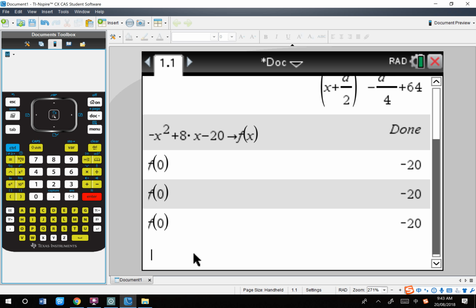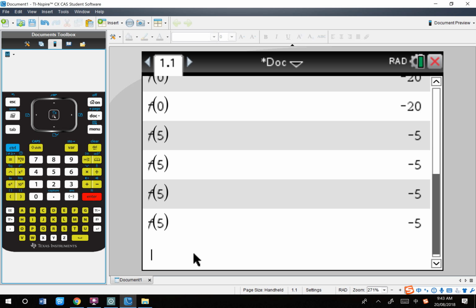Say I want to substitute another point. What I can do is f, for example, 5. I want to see when x equals 5, what's the y value? I can just type f bracket 5, and I can see the y value for f(5) is negative 5.